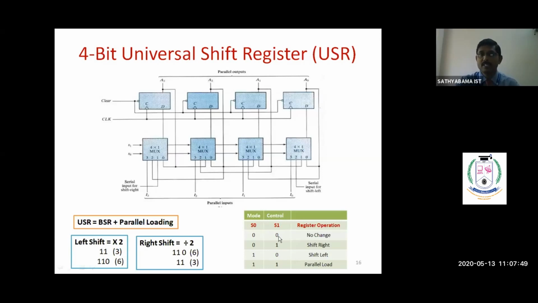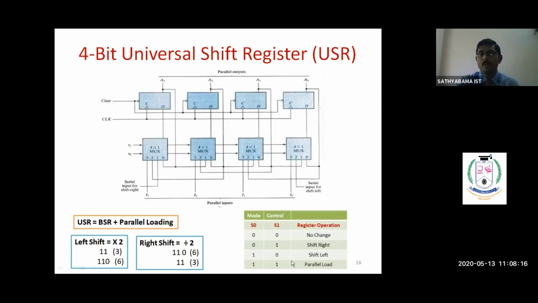Then the select bits S0, S1 are 1-0. For that condition, pin 2 of the multiplexer is enabled. Therefore, this input value feeds to this D flip-flop, and this D flip-flop value comes to the next stage of the multiplexer, the second bit. So this value comes to this D flip-flop. Therefore, the data is going to rotate, shifting from right to left.